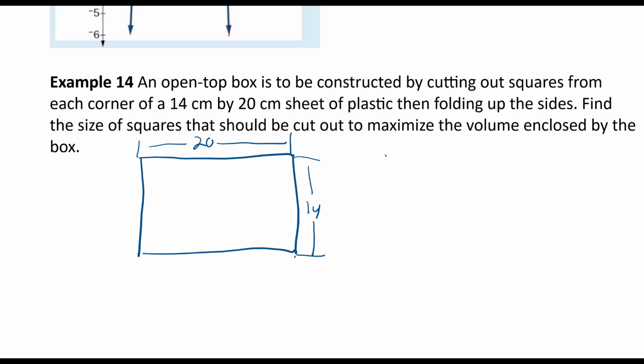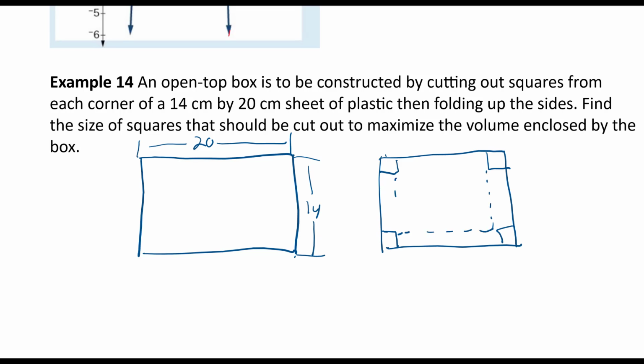So they're going to go through and cut out these corners. These are the square corners. They're going to fold on these dotted lines. So that's x, that's x, x, x, x, x, x, x. So this part here would be 20 minus 2x, and this would be 14 minus 2x.